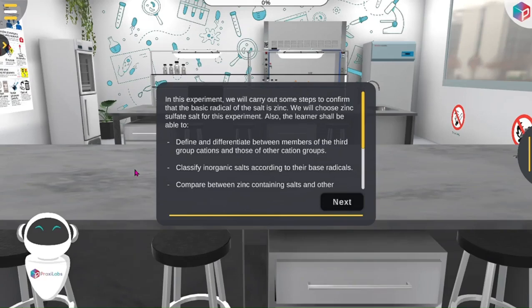Welcome to the test for Zinc Radical Experiment. In this experiment, we will carry out some steps to confirm that the basic radical of the salt is zinc. We will choose zinc sulfate salt for this experiment.